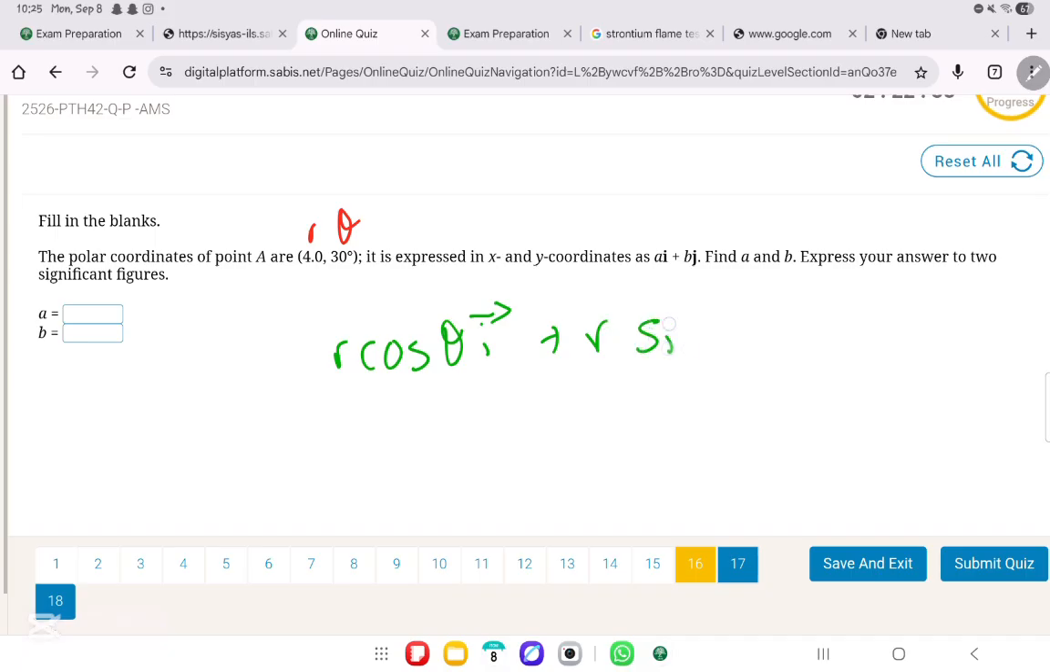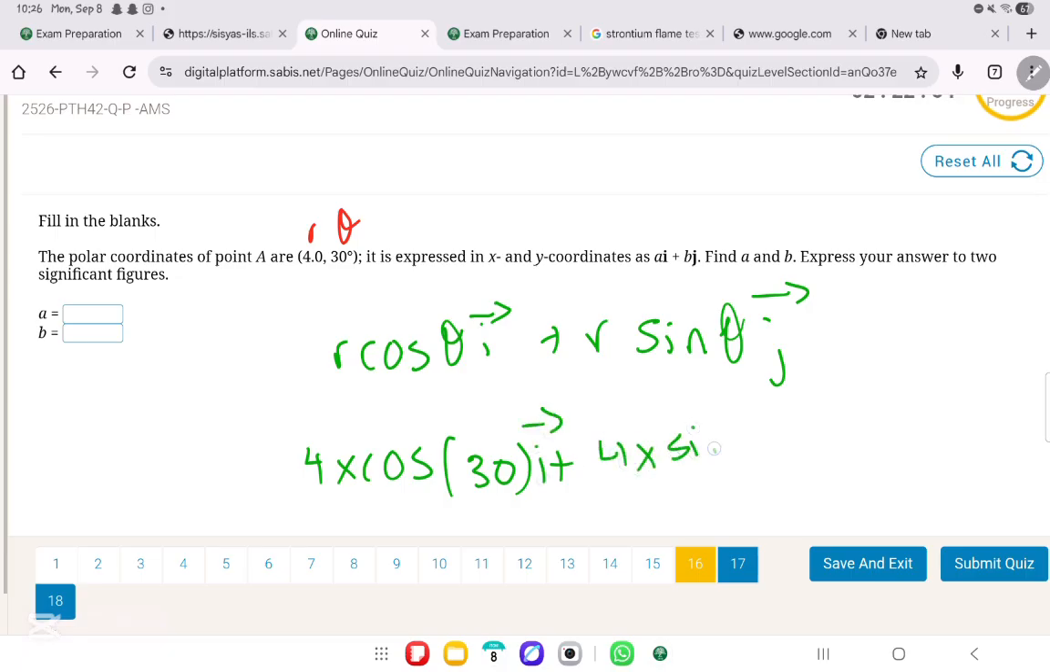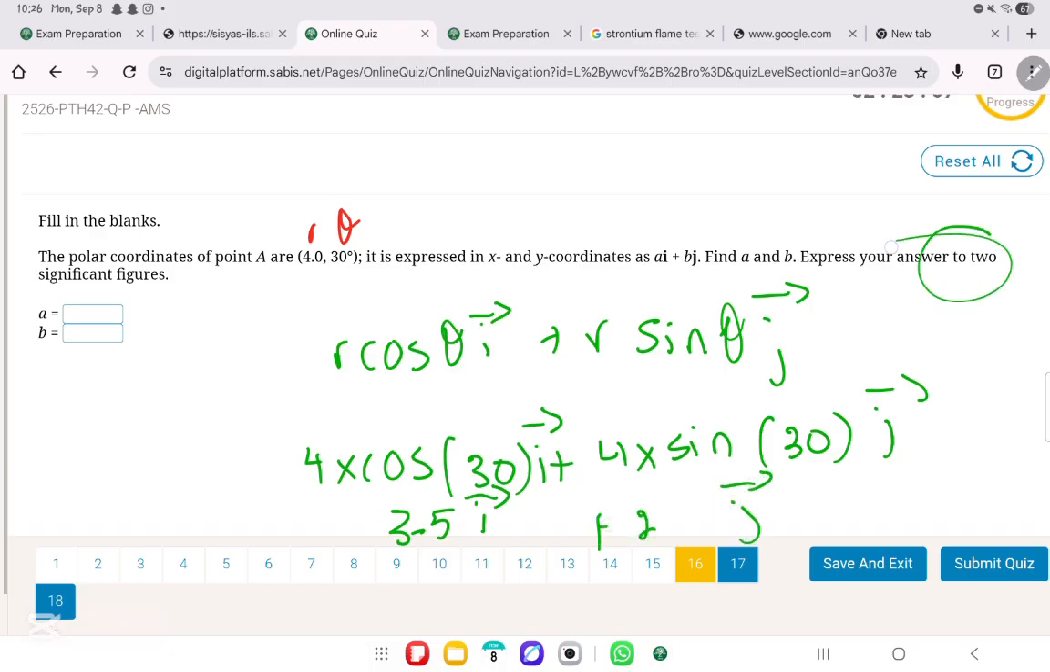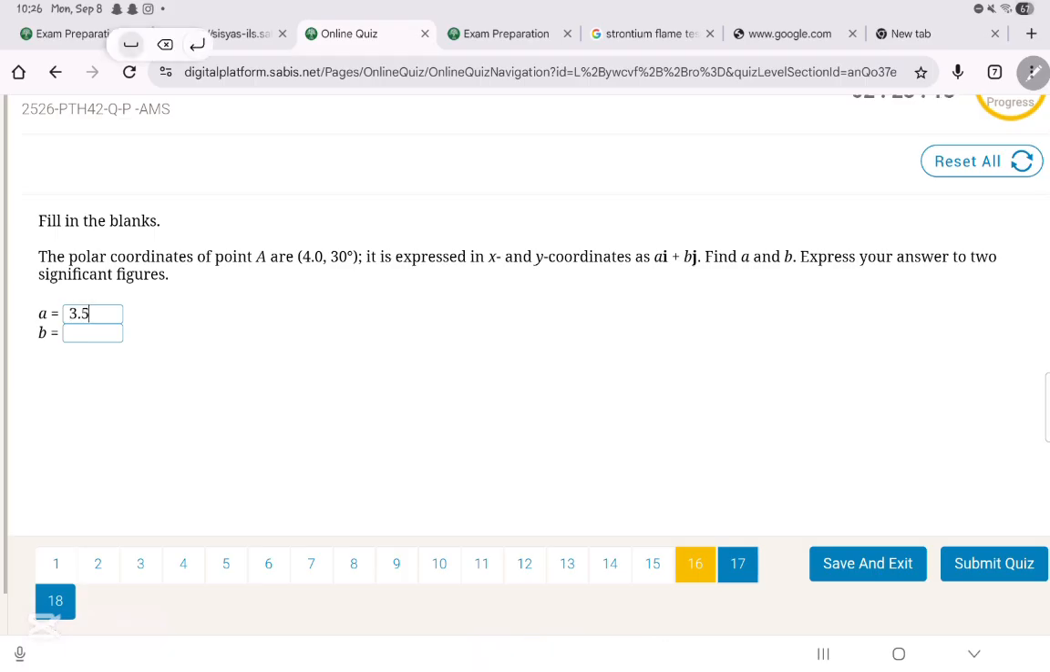Okay? So R in this case is 4 times cosine theta, in this case, which is what? Which is 30. Plus, don't forget the I, plus 4 times sine theta, which in this case is 30J. Put it on the calculator, you're supposed to get approximately 3.5I plus 2J. But they wanted to what? The two significant figures, so you have to write the 2.0J. So 3.5I, 2.0J.